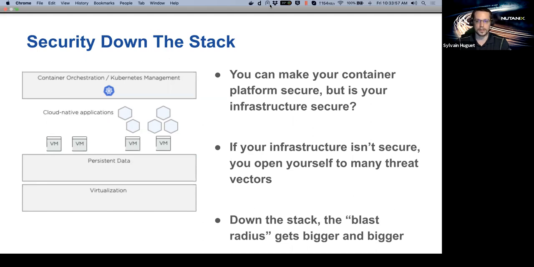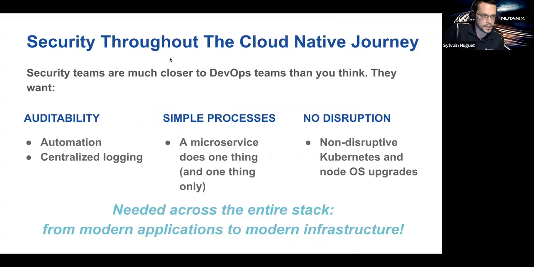Most enterprises out there are still using traditional storage, networking, virtualization, the so-called three-tier infrastructure stack. And all of those things usually are silos. What happens if one of those silos is compromised? Then the whole stack is compromised. So the next slide talks a bit about security throughout your cloud native journey.